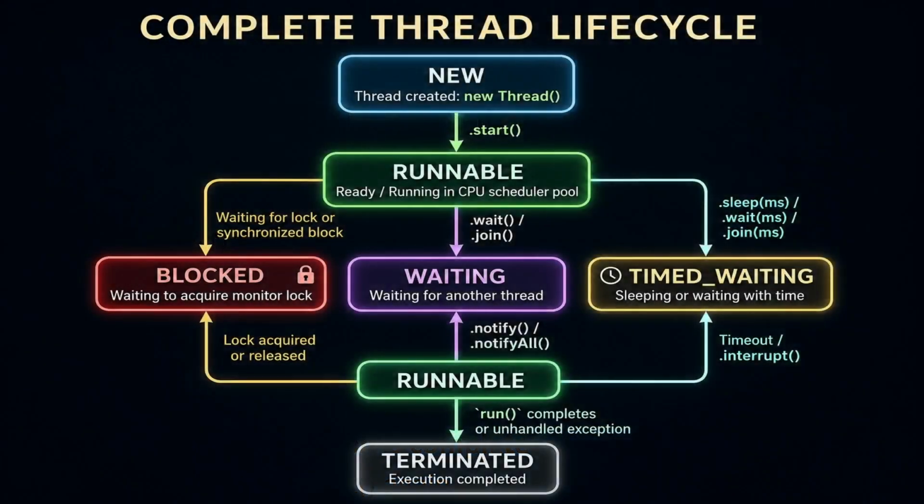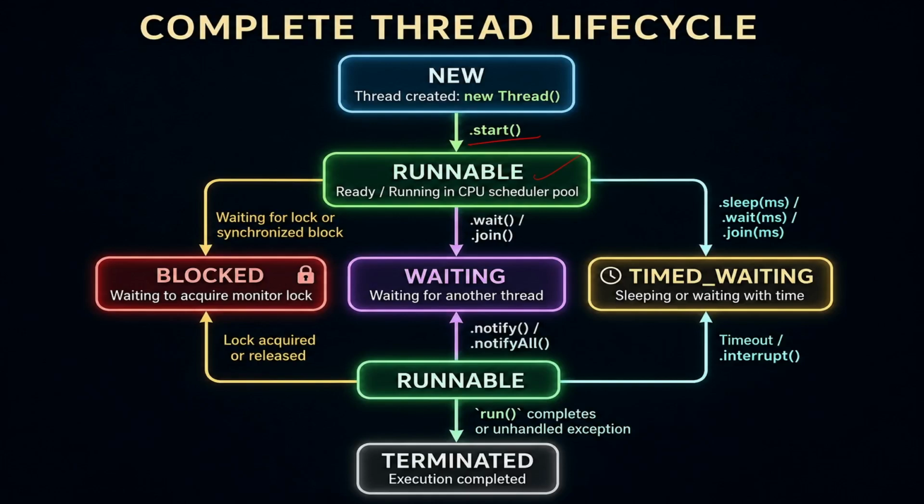Now we will see, let's connect everything together. So a thread begins in the new state when the thread object is created, but we have not called the start method. And after start is called, it moves to runnable. Which state? Runnable state. And during its execution, depending on what the program is doing, it may become blocked, waiting, or timed waiting.